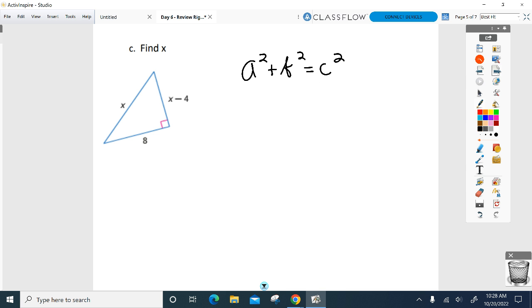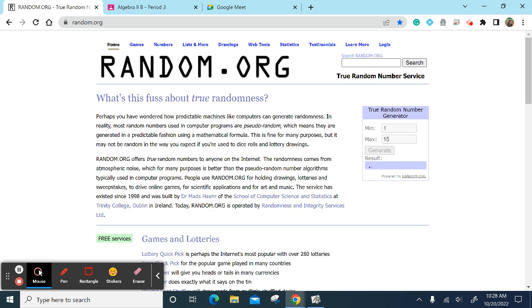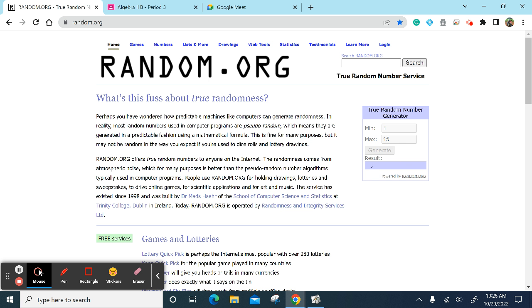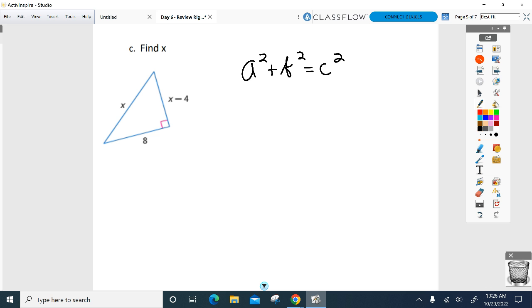What are the two legs on this diagram? 8 and x minus 4. So 8 squared. Now how do I write this x minus 4? X minus 4 squared. That's how I write it. That leg squared, and then the hypotenuse is x, and I square it.